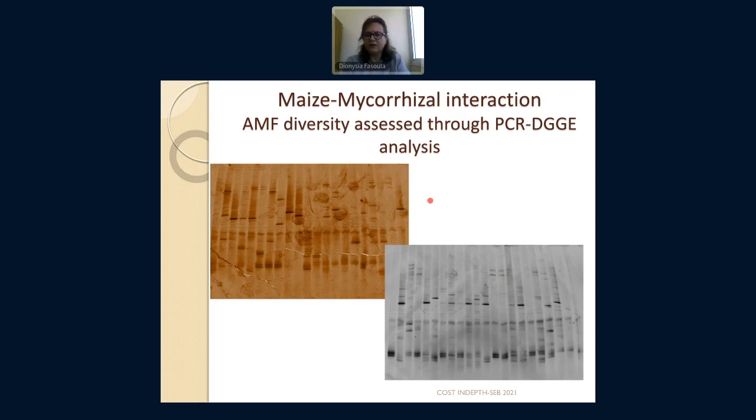So then AMF diversity was further assessed through PCR-DGGE analysis.